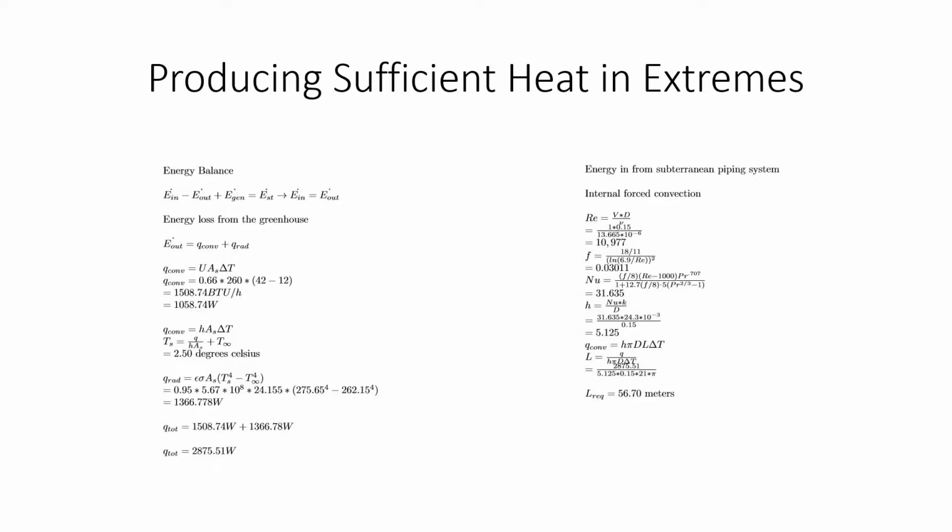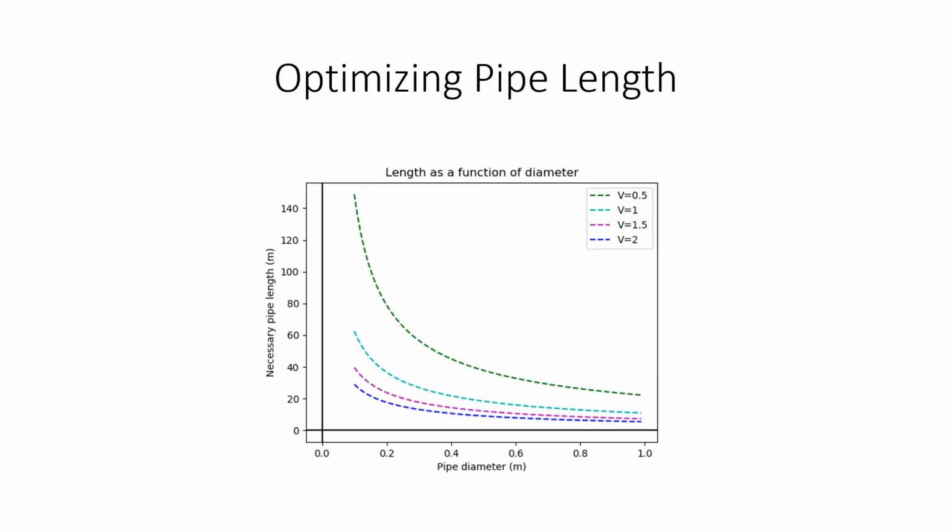In this example that I have on the right, we assume a 1 meter per second airflow velocity and a pipe diameter of 0.15 meters, and we determined that that would require a pipe length of 56.7 meters. We could alter any of these three parameters to determine the optimal airflow velocity, pipe diameter, and pipe length to reduce the cost of this heating system. 56.7 meters is a lot, and the length of the pipe actually has the greatest control over the overall cost of the heating system. So we're seeking to minimize the length of the pipe.